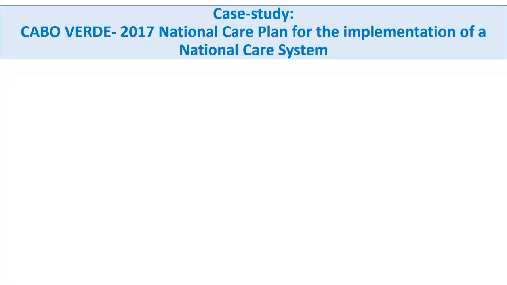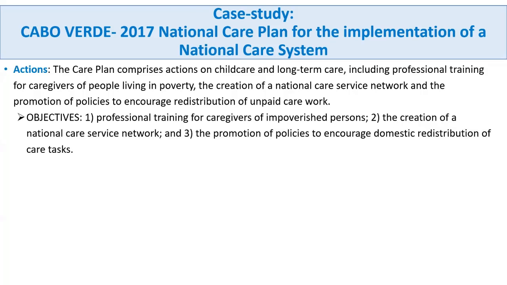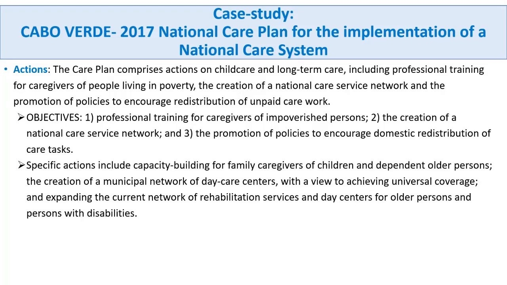So let's take a case study of Cabo Verde and its national care plan for the implementation of a national care system. Cabo Verde implements a care plan which comprises childcare and long-term care, with the objective to provide training for caregivers, to create a national care service network, and to promote policies that encourage domestic redistribution of care tasks. There were specific actions including capacity building for family caregivers, creation of a municipal network of daycare centers with a view of achieving universal coverage, expanding the current network of rehabilitation services, and day centers for older persons and persons with disabilities.